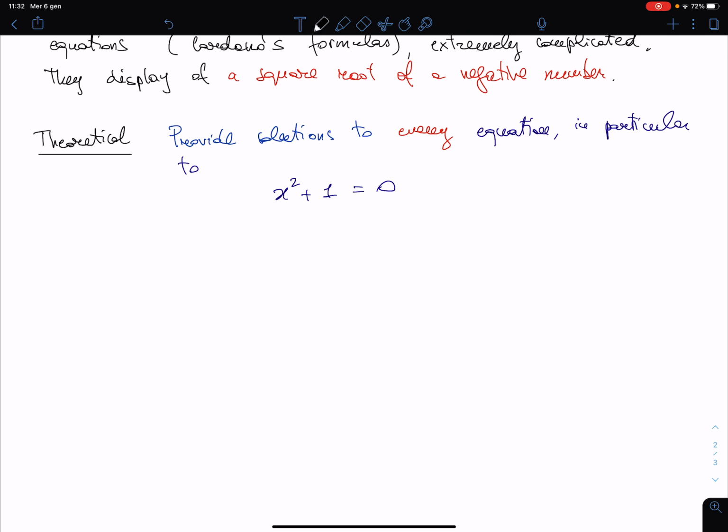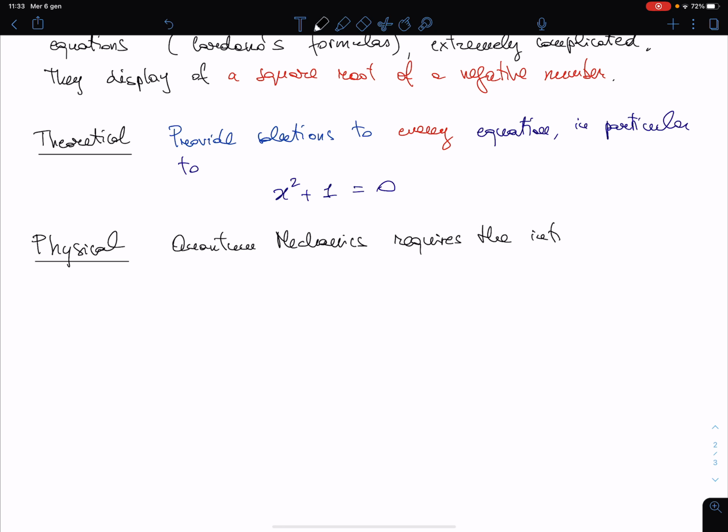This is not very well considered in mathematical books because mathematicians don't know the physics, but there is also a physical, very important motivation that is linked to quantum mechanics. So the mathematical formalism of quantum mechanics really requires the introduction of the complex numbers.